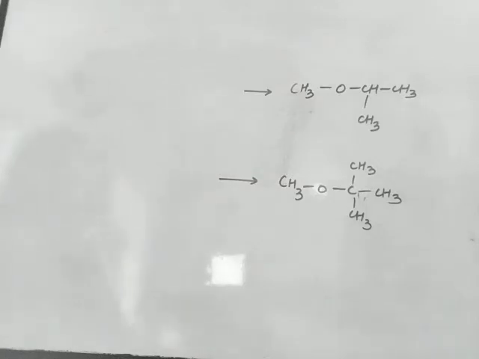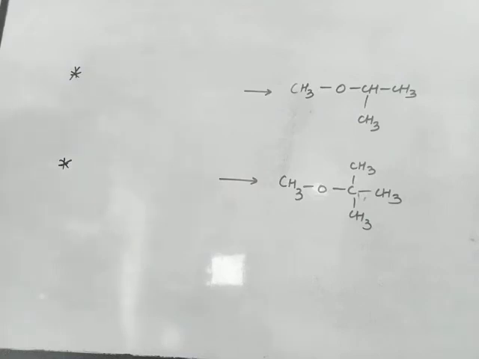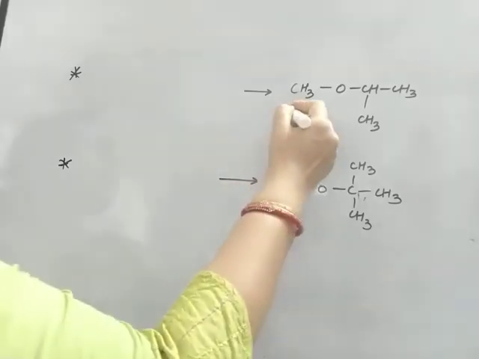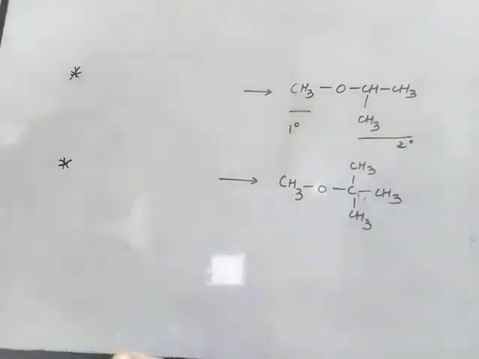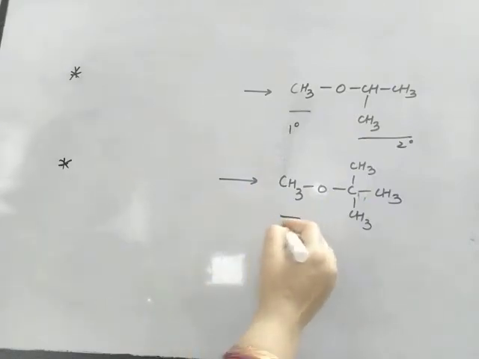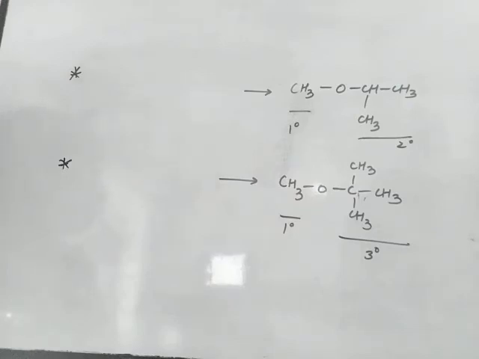Now some special cases are there. Suppose I want to prepare this ether. Now this is a branched ether, an unsymmetrical ether. On this side a primary group is there and on this side a secondary group is there. This side primary is there and this side a tertiary group is there. Now we have to take care while using Williamson synthesis for such ethers.